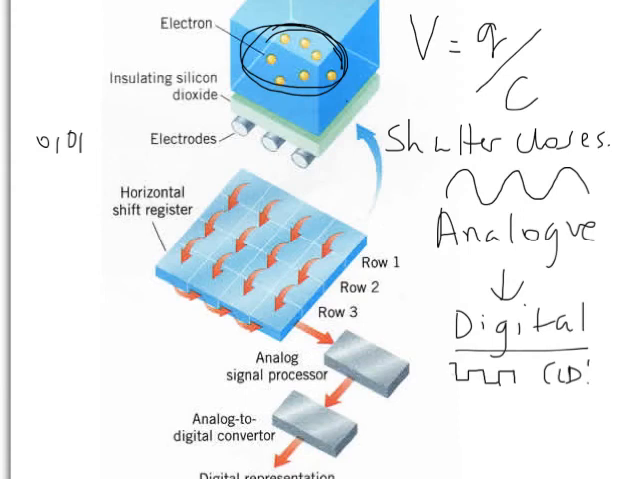So how do we retrieve the information from a CCD? Well, as you can see from this diagram, the information from each pixel is then shoved down the array. The charge is shifted down and then collected in a serial register at the bottom.